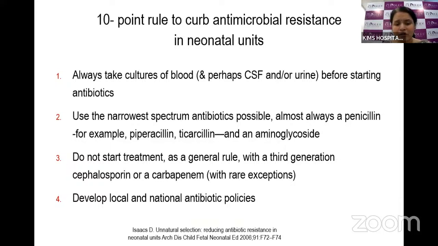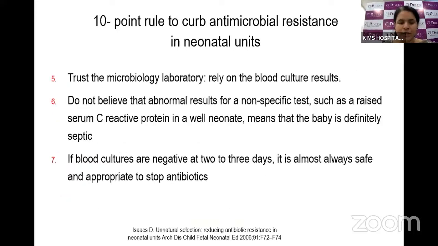Third, do not start treatment as a general rule with a third generation cephalosporin like ceftriaxone or cefoperazone, or empirical coverage with a carbapenem like meropenem, because this can lead to a large incidence of ESBL producing bugs, of course, with rare exceptions. And fourth, try to develop local or national antibiotic policies. Fifth, trust the microbiological lab and rely on the blood culture results.